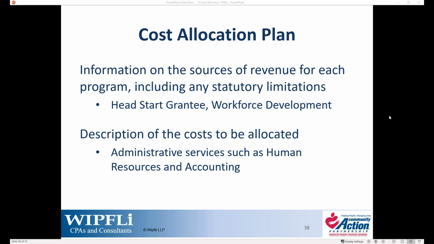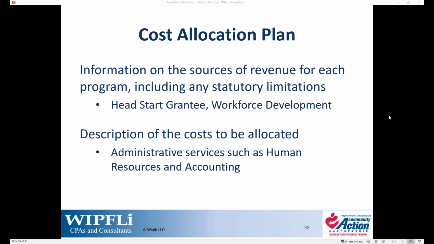Your cost allocation plan will provide information on the sources of revenue for each program, including any statutory limitations. So statutory limitations means what's in the law that limits what costs they will pay for, such as Head Start has a 15% limit on administrative costs. Some workforce development programs have limits of 5%. So your cost allocation plan should talk about, this is the funding, this is what's different about this type of money. These are the limitations.